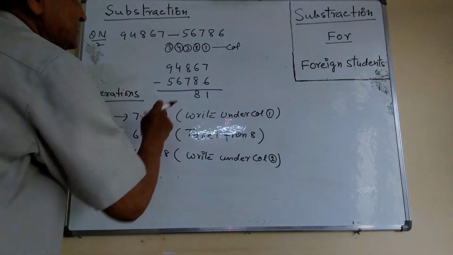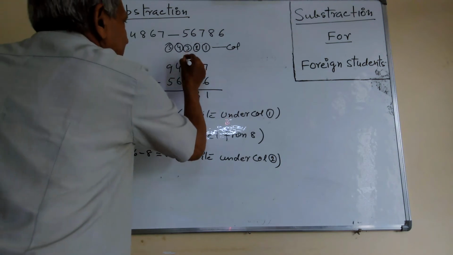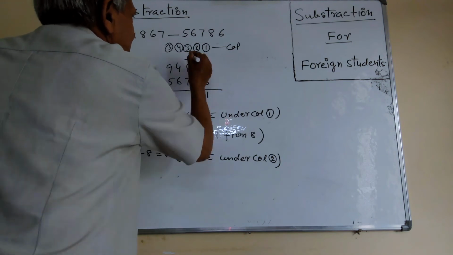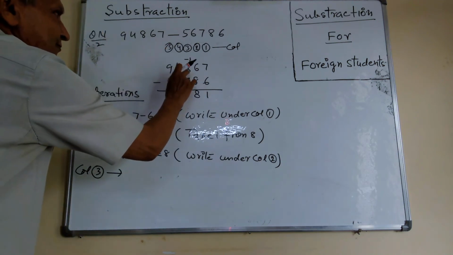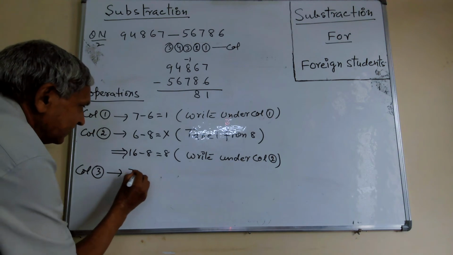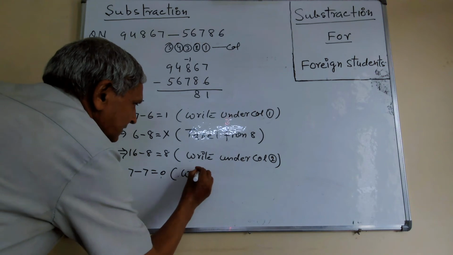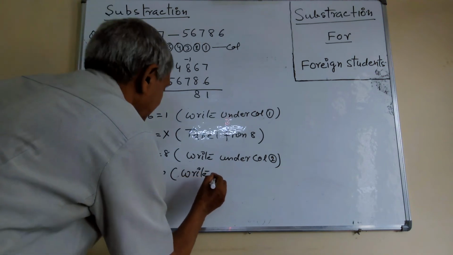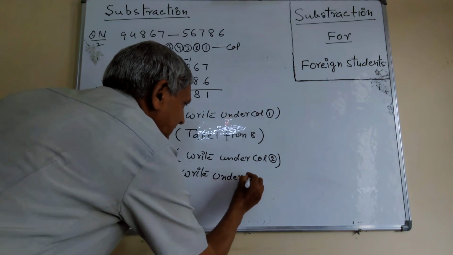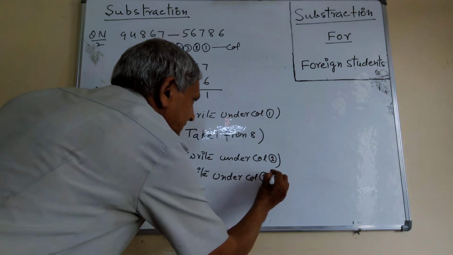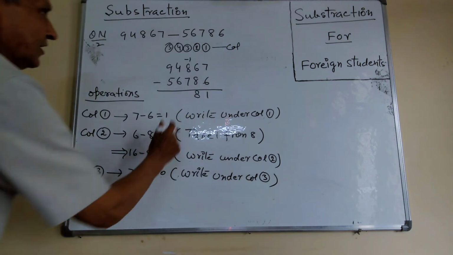My dear students, in the third column, we have to subtract 7 minus 7, because we have taken 1 from 8. Here 7 remains. 7 minus 7 is 0. Write it under column third. This we have to write under column third.